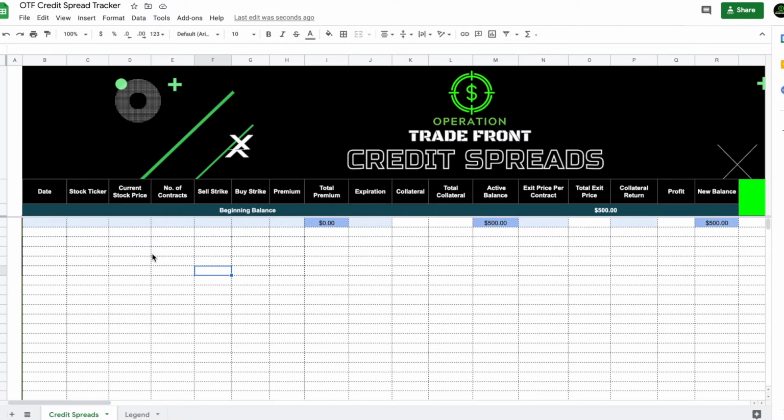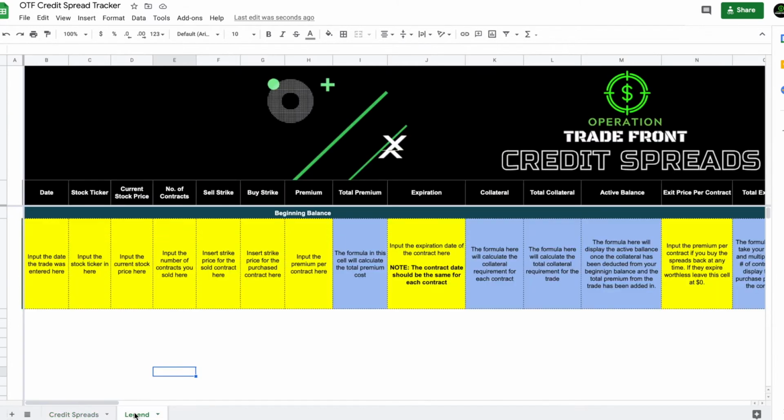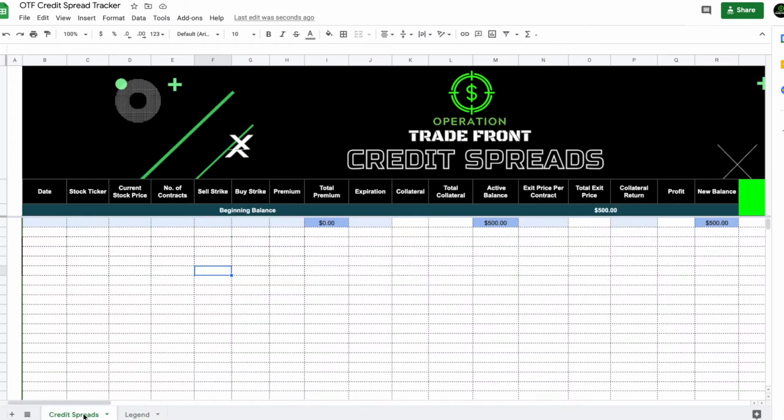All right, now we've got this Operation Tradefront credit spread tracker sheet that I've made. A lot of people asked me about this in the last video that I mentioned it, and it took a little bit of time to get it the way I wanted it, but I wanted to make sure that things were easily explained. So you've got the credit spreads tab here and the legends tab here. The legends tab just breaks down what each column is for, but you don't even have to use this tab if you don't want to. In row 2, each column is broken down for what it is. Like the date, input the date the trade was entered. The sell strike, insert the strike price of the sold contract here, and so on, all the way down.